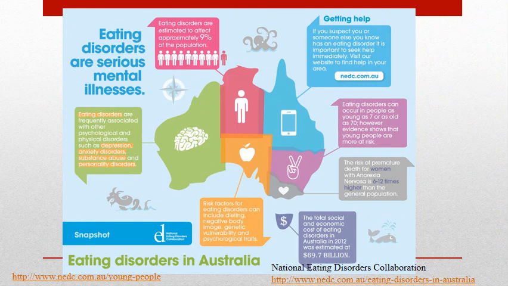Risk factors for eating disorders include dieting, negative body image, genetics, and psychological traits, which we'll talk about in a minute. Eating disorders are also really commonly associated with other mental disorders such as depression, anxiety, substance abuse, and personality disorders. The latest figures are that it affects about 9% of the population. So, 9 out of every 100 people are suffering some sort of eating disorder.